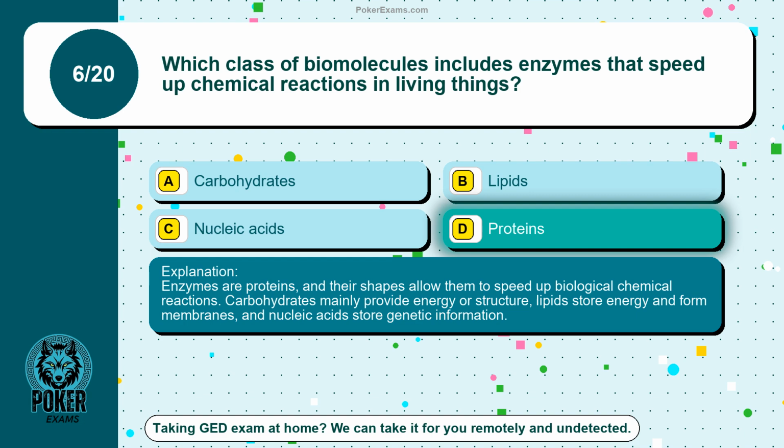Enzymes are proteins, and their shapes allow them to speed up biological chemical reactions. Carbohydrates mainly provide energy or structure, lipids store energy and form membranes, and nucleic acids store genetic information.